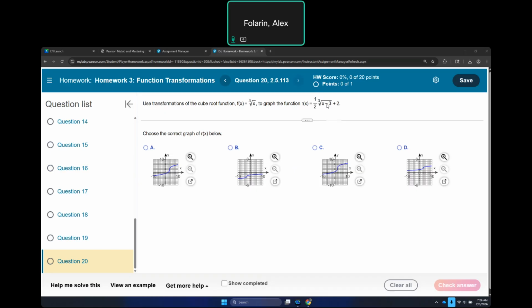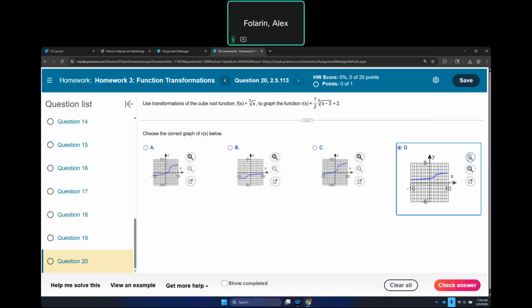Next up, I know that the graph is going to be shifted 3 units to the right. So this is shifted 3 units to the left. Automatically, it'll be choice D, but let's check the rest of it. We've also got a shift 2 units up, or a vertical shift of 2. So if I want to zoom in and look at the graph, we shifted 3 units to the right and 2 units up, and we are compressed. Answer choice D will be it.